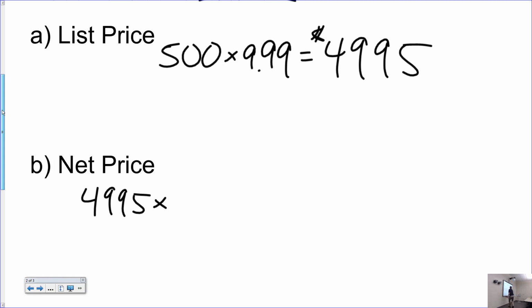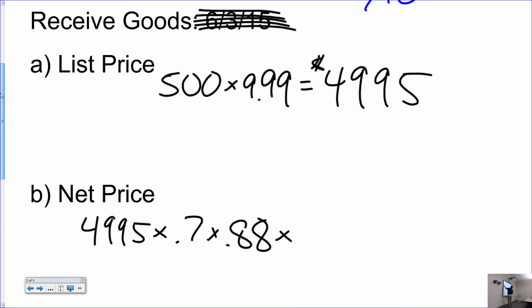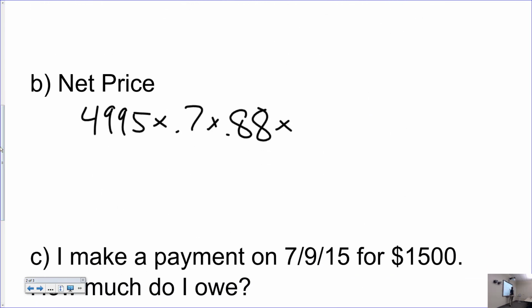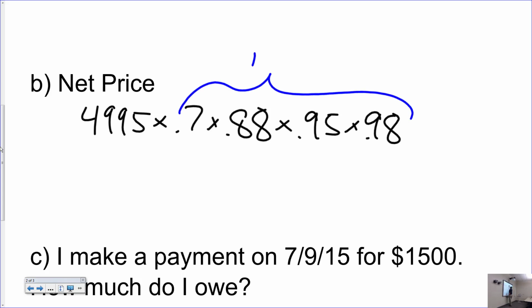All right? So times 0.7 times 0.88 times, what was the next one? 0.95 and 0.98. Okay. So normally you would multiply all those decimals and get the net price equivalent rate, but since I didn't ask for it, you don't necessarily have to get it for me. All right? You can, though. There's nothing wrong with it, right? If you wanted to, you could figure out the net price equivalent rate. But you're going to take that number and multiply anyway, so it won't make much of a difference.